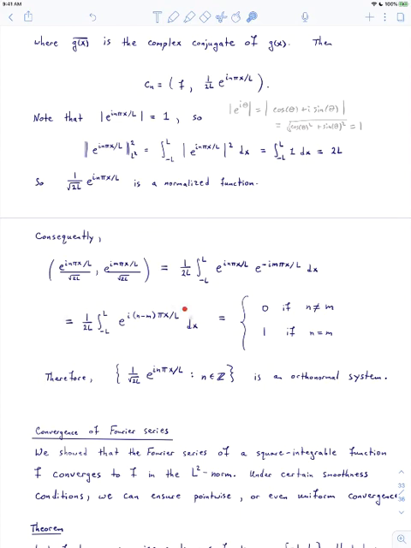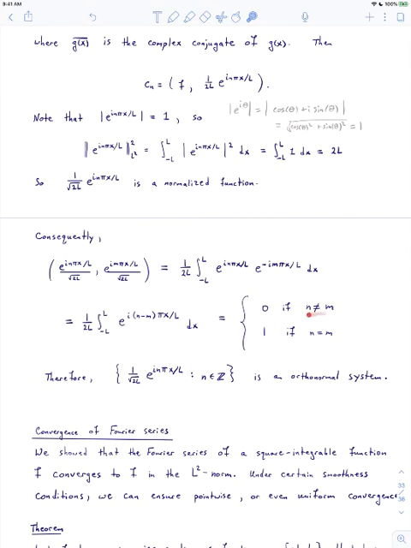This is very easy to integrate, so it ends up being 0 if n is not equal to m, but if n is equal to m, then this is just e to the 0, so that's just 1. So you just end up with 1 over 2L times the integral of 1 over an interval of size 2L, so you just get 1.